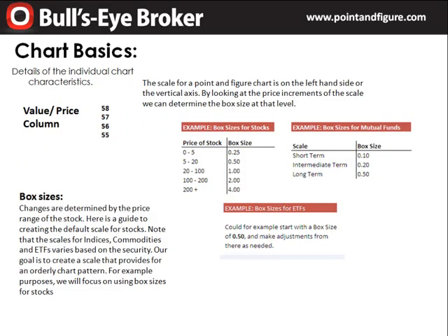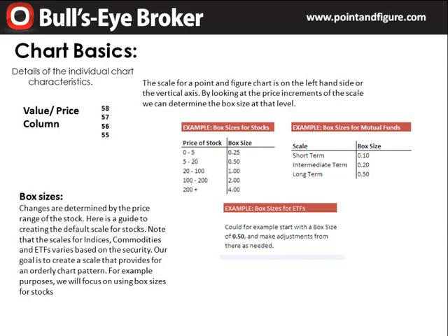Now let's cover some of the chart basics. The details of individual chart characteristics will start with the value or price column. The scale for a point and figure chart is on the left-hand side or the vertical axis. By looking at the price increments of the scale, we can determine the box size at that level. Box size changes are determined by the price range of the stock or security that you're trading.